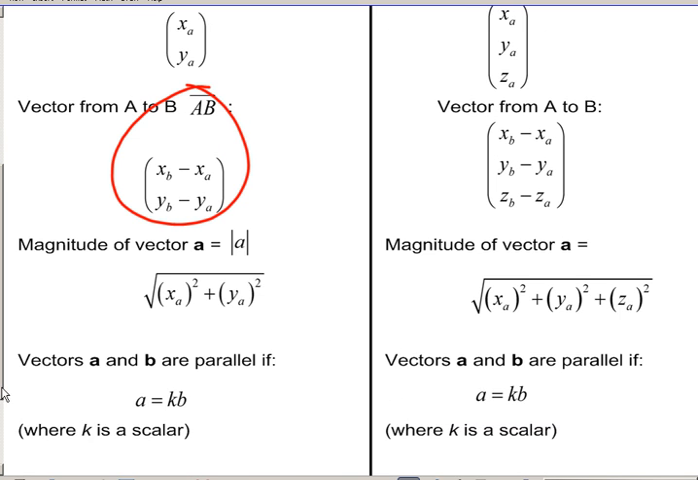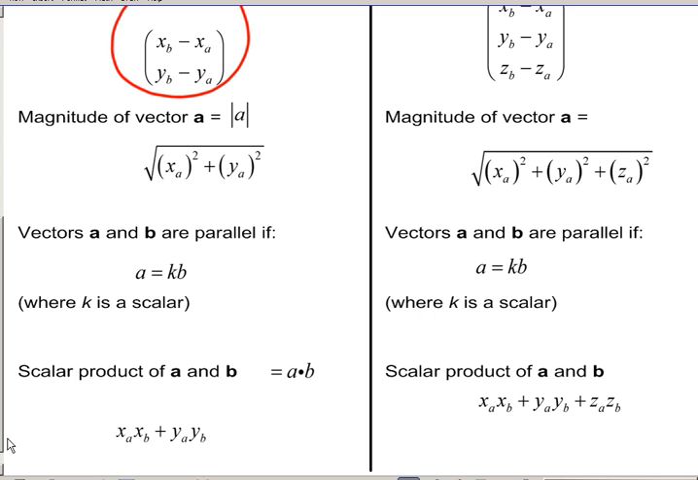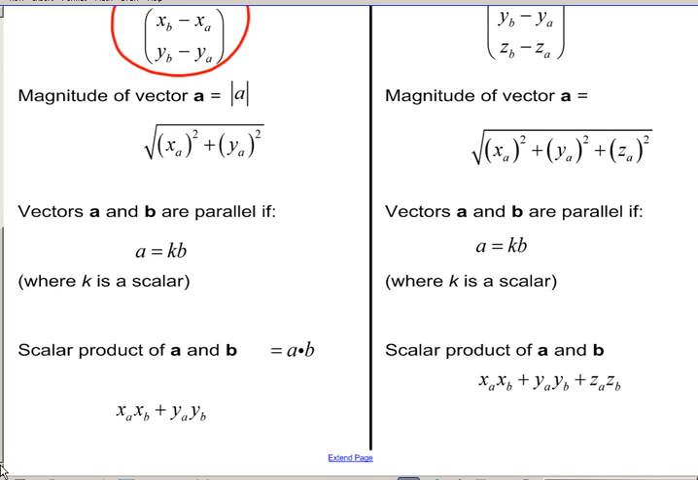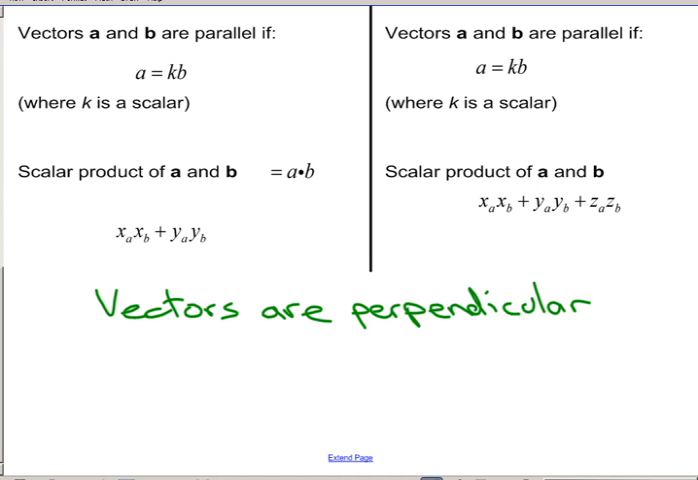Magnitude comes straight from the Pythagorean theorem. Vectors are parallel if A equals kB. There's the scalar product of A and B. And we should say here, vectors are perpendicular. One of the good things that the scalar product does is lets you test for perpendicularity really easily and quickly. If you find that the dot product of 2 vectors is 0, they must be perpendicular.